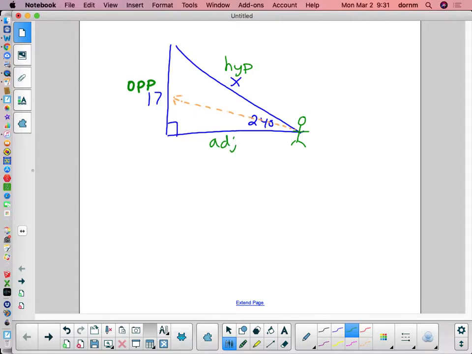Next, I figure out which sides are in the mix for this particular problem. The sides we're working with are the 17 and the x, so in this situation we're working with the opposite and hypotenuse. On the top of my paper I've written SOHCAHTOA as a nice reference. So if I'm working with the hypotenuse and the opposite, which function do we need to choose?